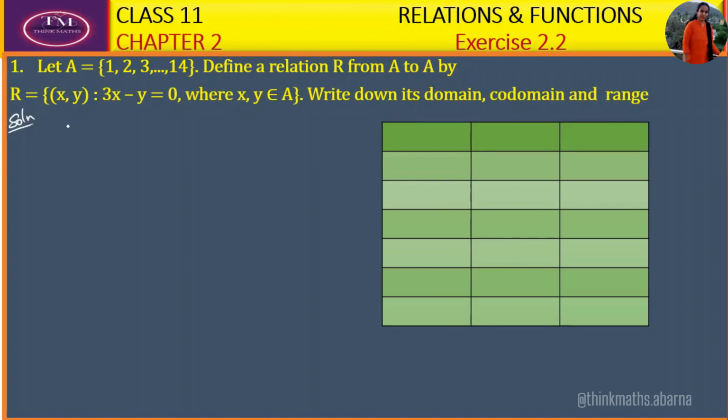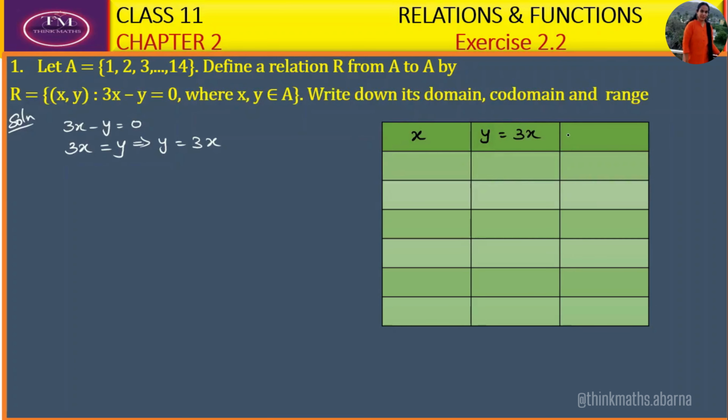Here, what is given? 3x minus y equal to 0. Keep 3x as such. Minus y, when I take it to the right hand side, becomes plus y. That means 3x equal to y, which can be written as y is equal to 3x. So y should be 3x to satisfy this equation. Now let us form the table: x, and y is equal to 3x.